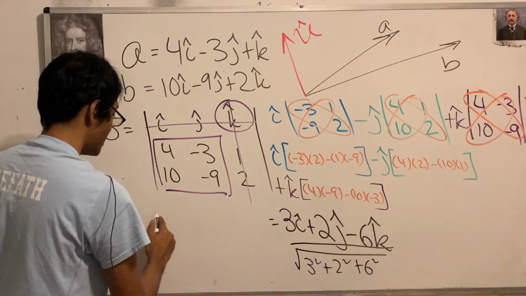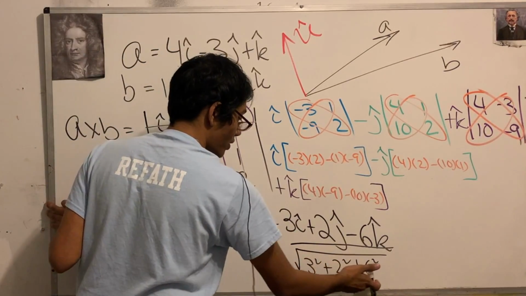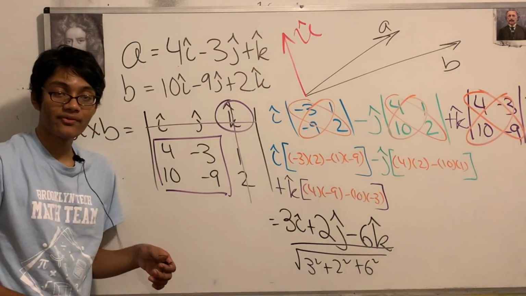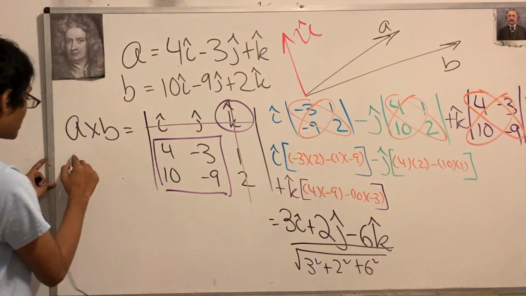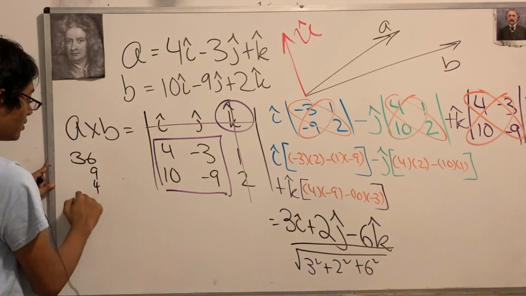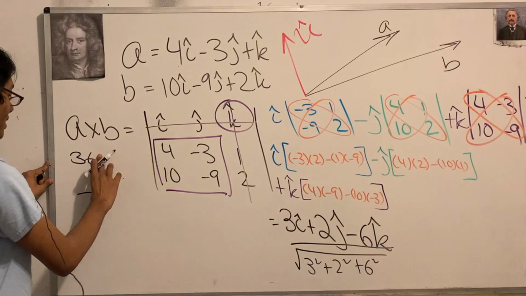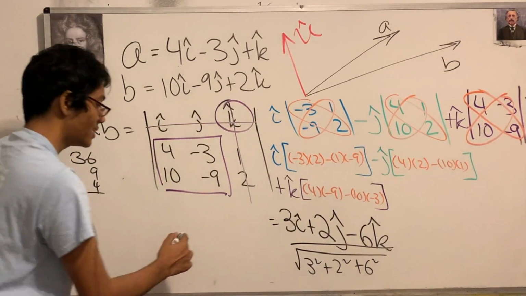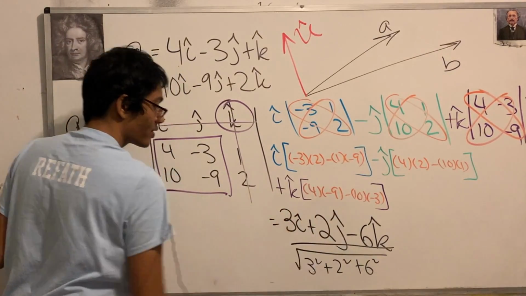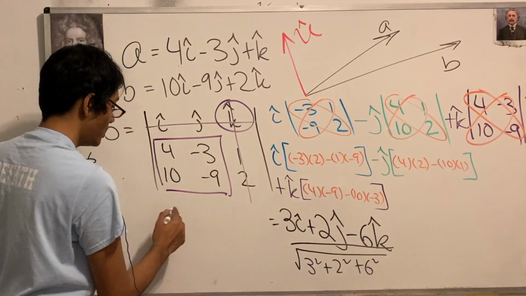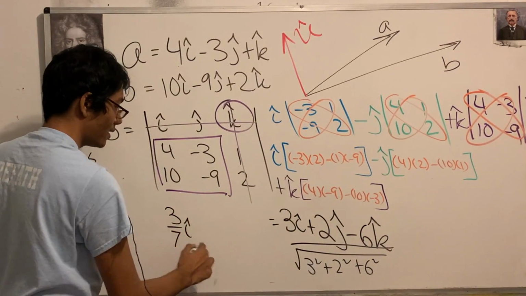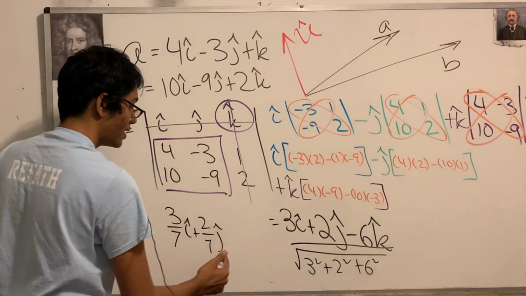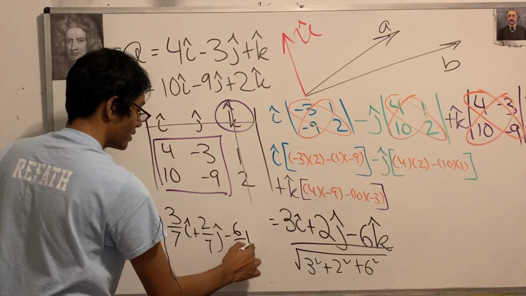Right, so what's that going to give us? Well, here I'm going to have 9 plus 4 plus 36. Okay, so 9 plus 4 plus 36 is going to give us 49. So the magnitude of our cross product is going to be 7. So divide each component of the cross product by 7. So instead of 3, I'll have 3 over 7 i hat. Instead of 2, I'll have 2 over 7 j hat. Instead of negative 6, I'll have negative 6 over 7 k hat.